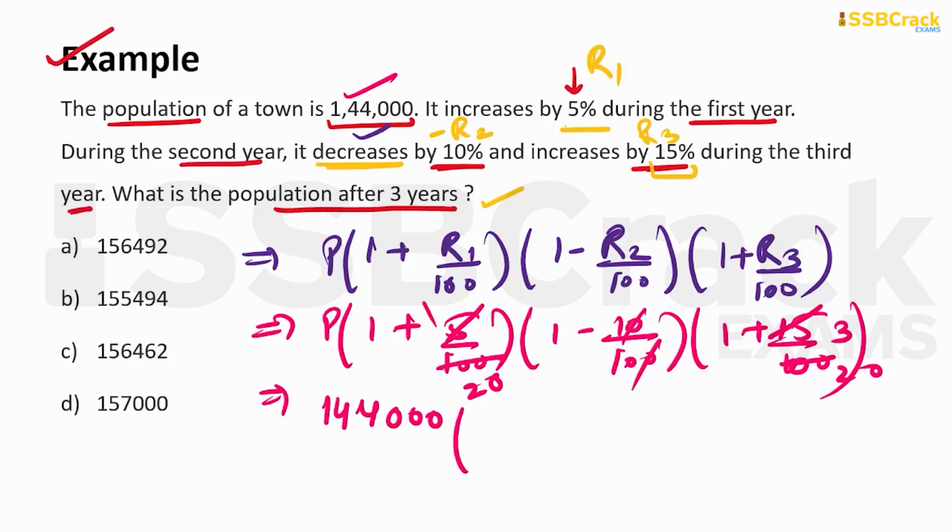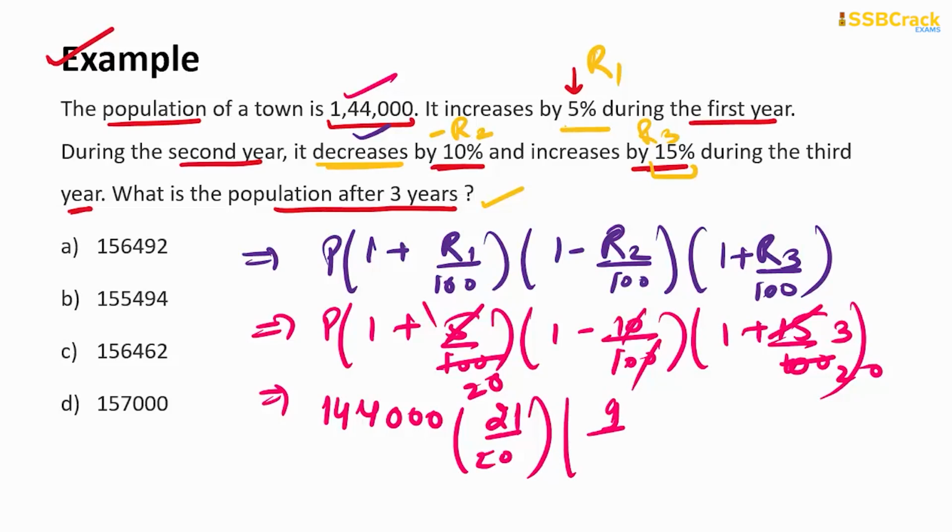1,44,000, right? So here it will be 1 plus 1 by 20. So it will be 21 by 20. Similarly, 1 minus 1 by 10. So it will be 9 by 10, and 1 plus 3 by 20. So it will be 23 by 20, right? Now we can cancel out the zeros. So this will cancel out with this, this and this, right?